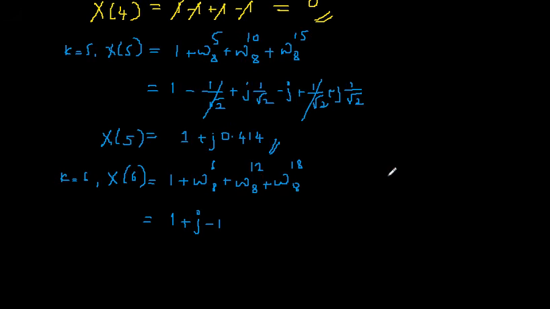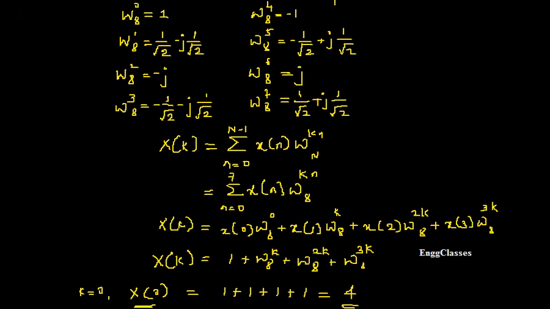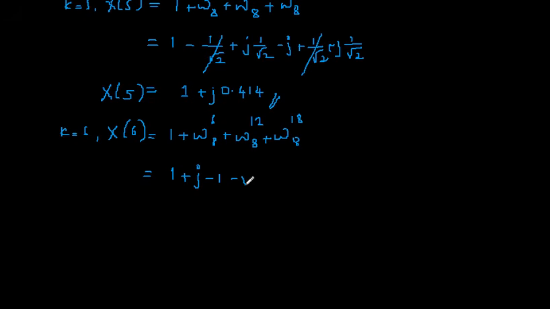And lastly, w8 to the power 18. W8 to the power 18 is nothing but w8 to the power 10, which is equal to w8 to the power 2, which is nothing but minus j. This is plus 1 minus 1 plus j, minus j would cancel. Ultimately, I'm going to get 0 as the answer for x of 6. Finally, I'll find the last sample for k equal to 7. For that, I'm going to get x of 7.